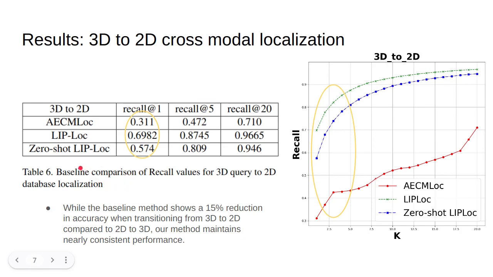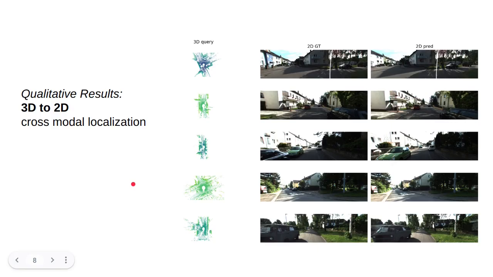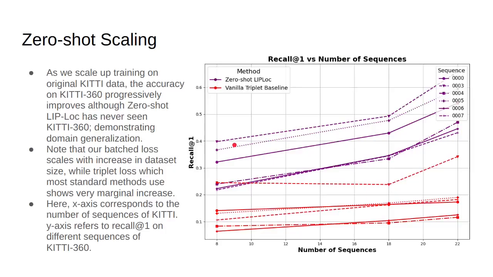Do note the zero-shot LIP-Loc row, that is the last row here, where we achieved these results without even training on the KITTI-360 dataset. Our method significantly outperforms the baseline even when tested in a zero-shot setting. We discuss this in the upcoming slides. Here are the qualitative results for 3D to 2D localization. As you can see, the retrieved 2D image looks quite similar to the ground truth image.